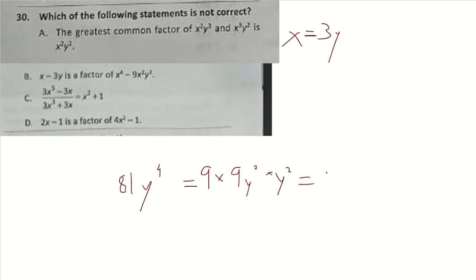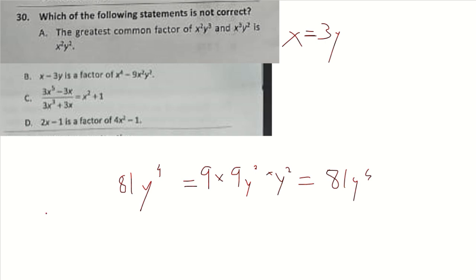Which of the following statements is not correct? The greatest common factor of x square y cube and x cube y square and x square y square. This is correct. x minus 3y is a factor of x power 4 minus 9x square y square. If x minus 3y is a factor, as we said before, you will take x is equal to 3y, and so therefore x power 4 is equal to 81y power 4 minus 9 into 9y square into y square. This is equal to 81y4. So this is correct.